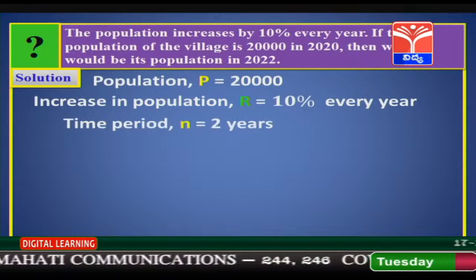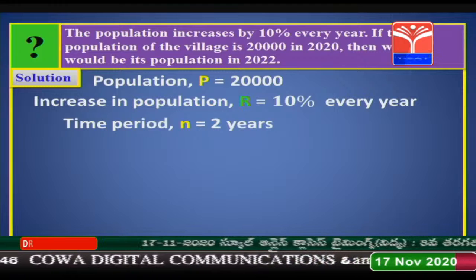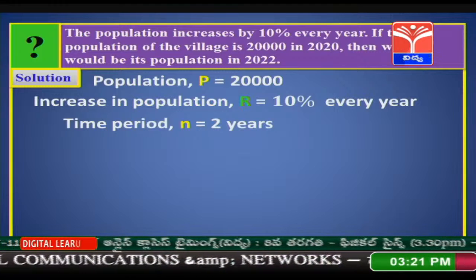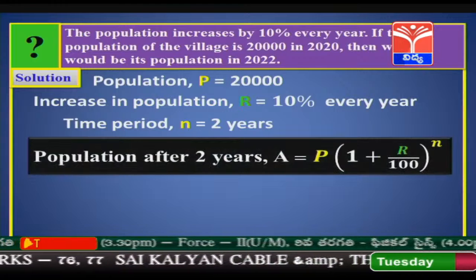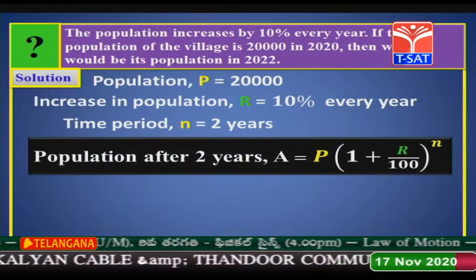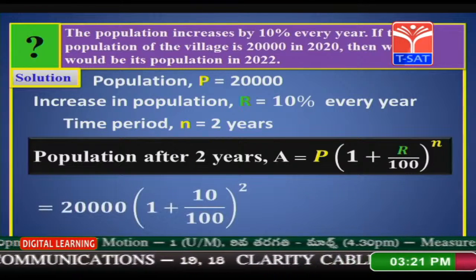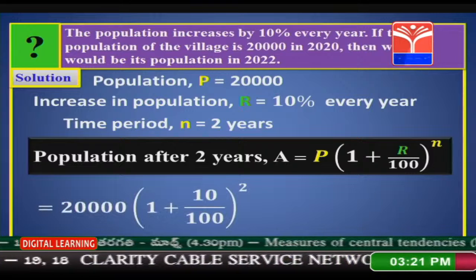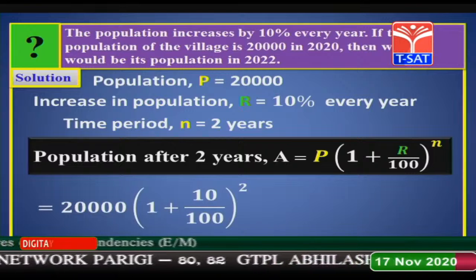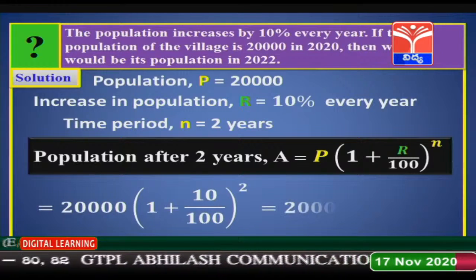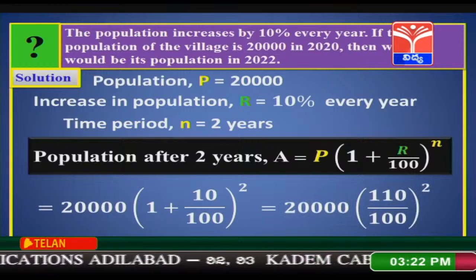And the time period is how many years, children? Yes, 2 years, because from 2020 to 2022. So, there are only 2 years. Now, the formula to find population after 2 years is given by A is equal to P into (1 plus R by 100) whole power n. Now let us substitute these values. So what do you get, children? 20,000 into (1 plus 10 by 100) whole square, because n value is 2. On taking LCM, we get 20,000 into (110 by 100) whole square.